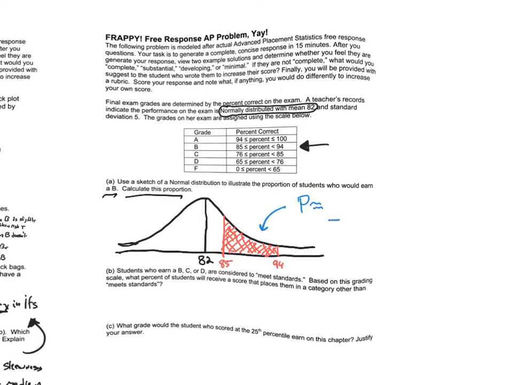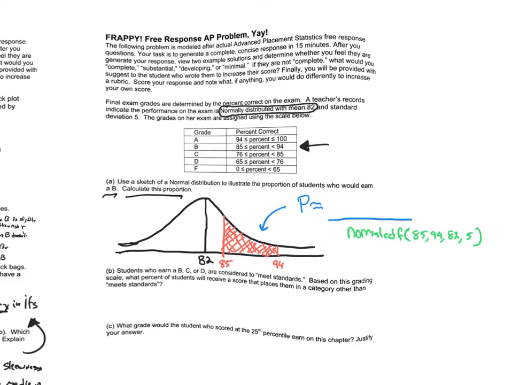Now, sometimes I might have to actually do a z-score to kind of remind me of this. I'm not doing a z-score right now. Let me show you what I'm going to do. I'm going to do normal CDF in my calculator. 85 lower bound, 94 upper bound, 82 is the mean, 5 is the standard deviation. So literally going to get my calculator and do that value right there. So just a moment. 82 and 5.